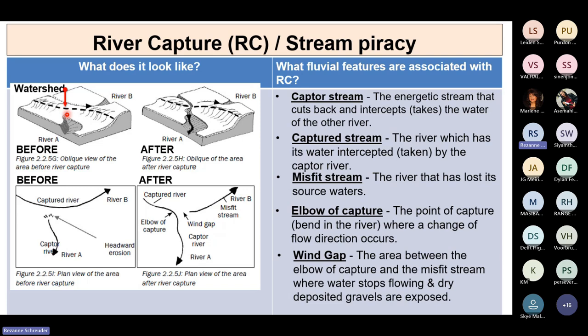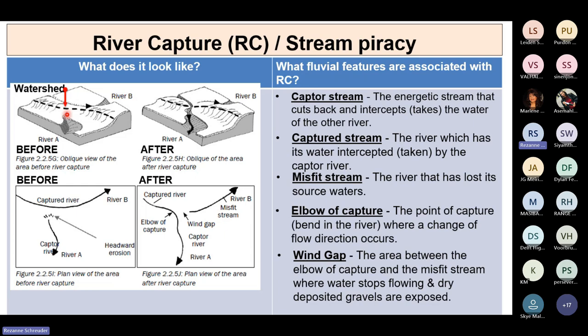So very important, the capture stream. I sometimes refer to the captor stream as the captain. He's the main guy. He's the guy that says, especially in sailing, we will go this way. And he's got the power. He's basically the dictator. So he can take the water from the other river. The captured stream is the river which has its water intercepted or taken by the captor river. So the captor stream, he's the robber. He goes and he takes the water from the other river.